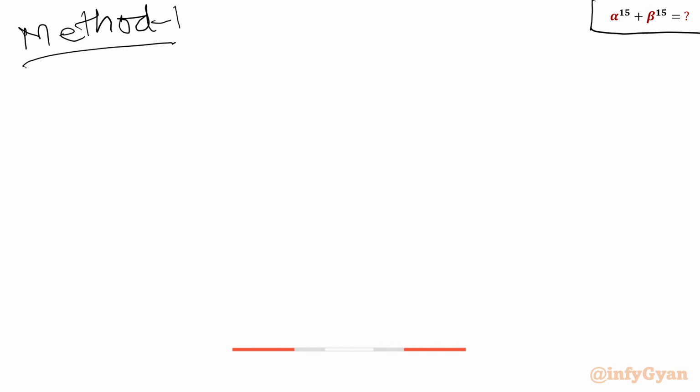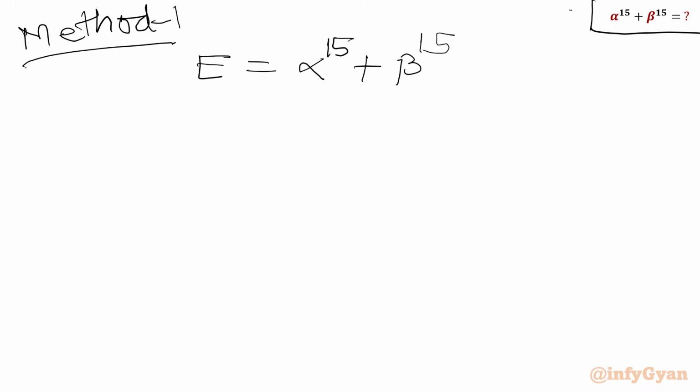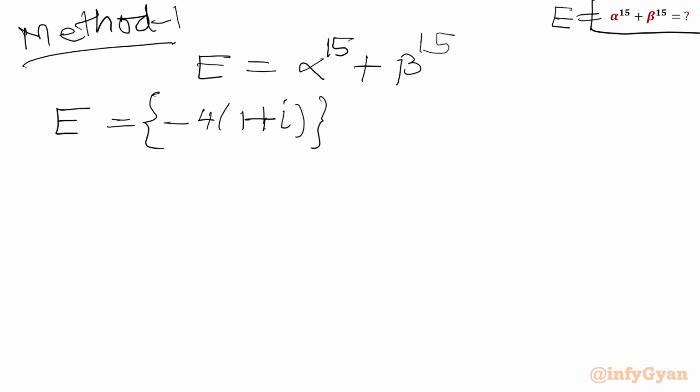Now we have to find out this expression. I will solve in two ways. So let me write here method 1. So expression E will be equal to alpha power 15 plus beta power 15. Let's say this is E. Let's put the value of alpha and beta. E will be equal to minus 4 times 1 plus i whole power 15 plus minus 4 times 1 minus i whole power 15.